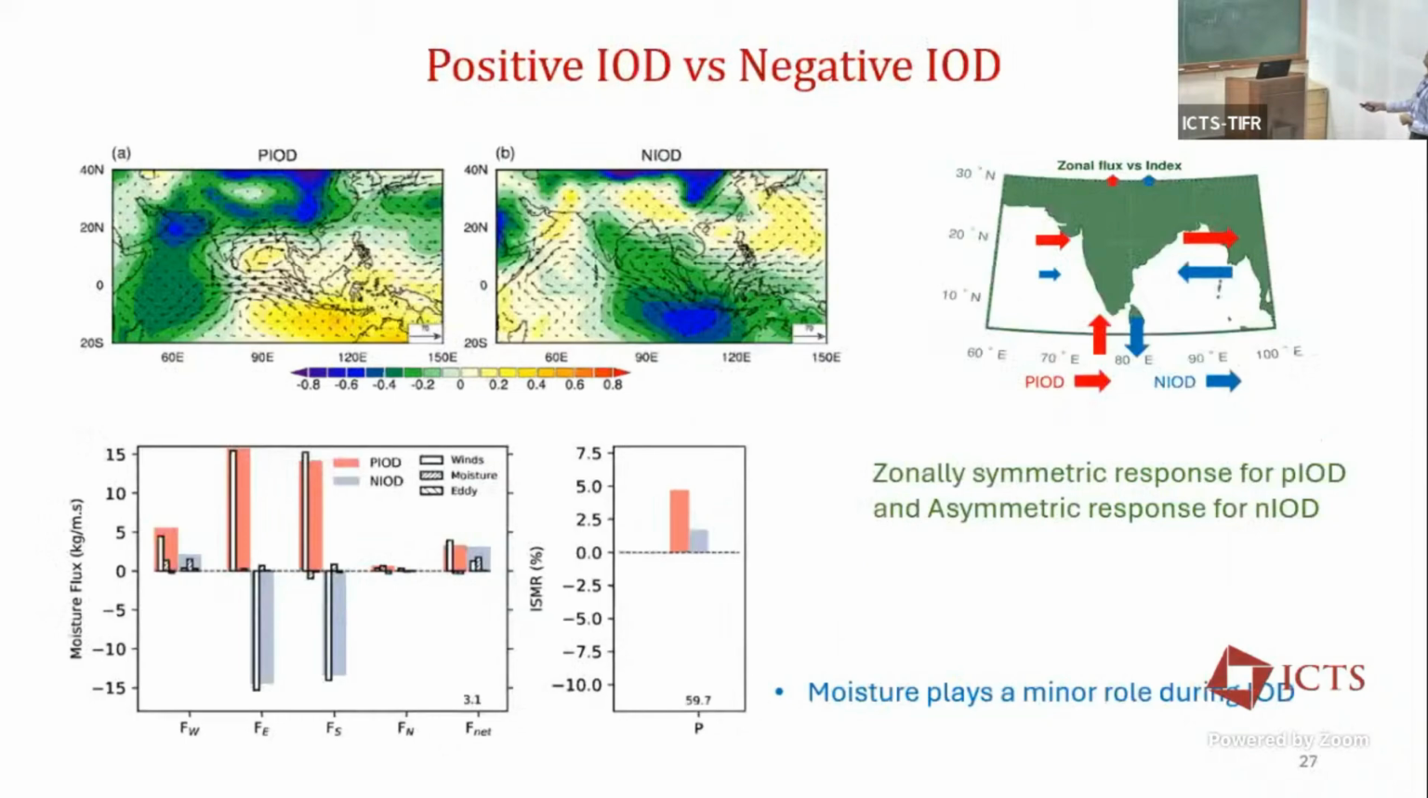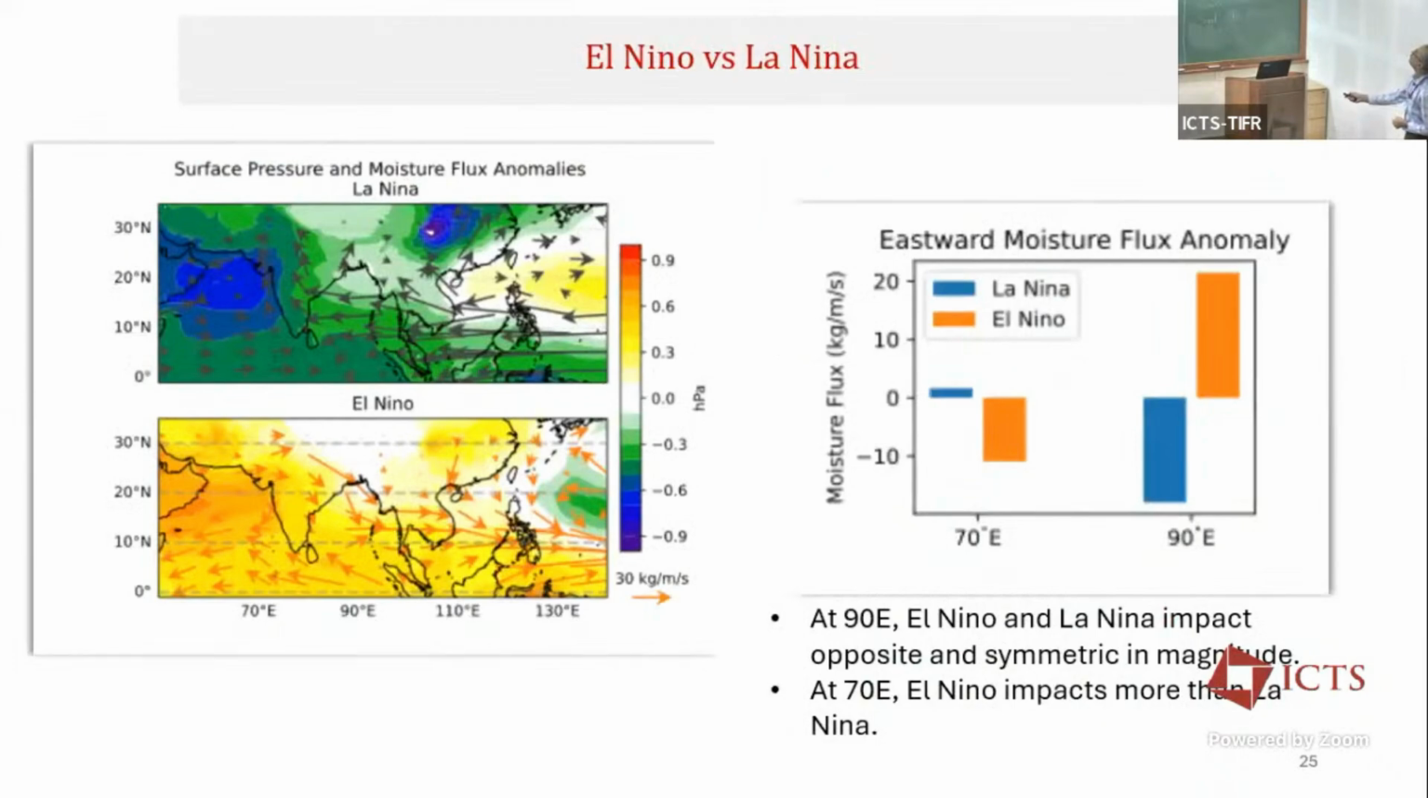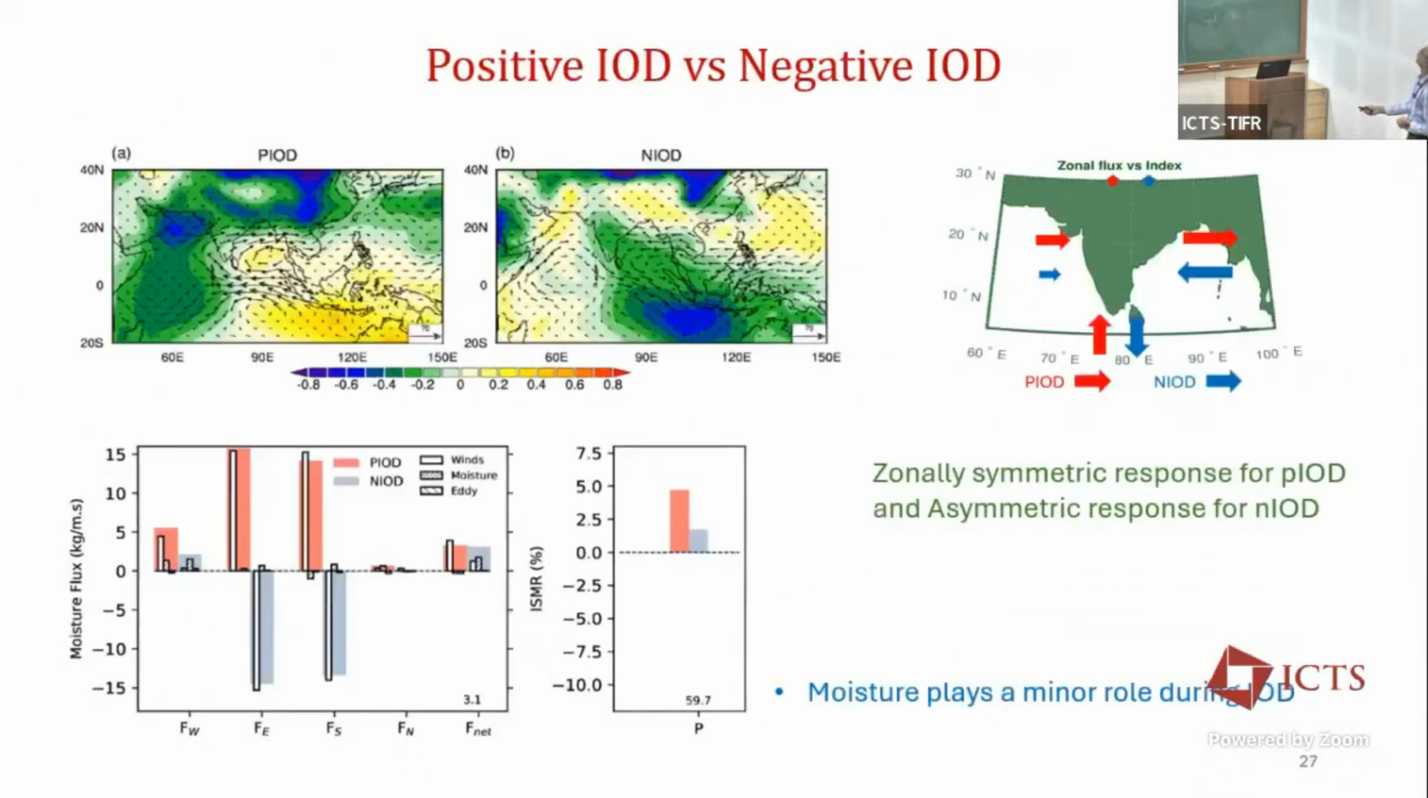Okay? Now, if you look at the IODs, unlike for the ENSOs, these flux anomalies are in one direction, for example, for the positive IOD, right? Not for the negative IOD. So for the positive IOD, the incoming flux increases, but the outgoing flux increases even further. And that gets compensated by the incoming flux from the southern boundaries, and that gives rise to an increase in rainfall. So IOD is the only equatorial SST forcing that had a strong perturbation at the southern boundary.